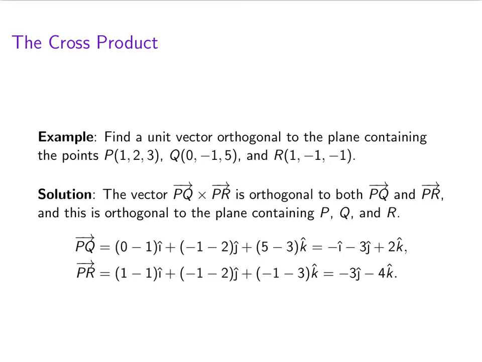All right, we'll compute PQ and PR. We just have to subtract the points to get these vectors. You should double check to make sure that we've got these vectors right. Notice I'm writing them in IJK notation. You should get used to either way of writing vectors.